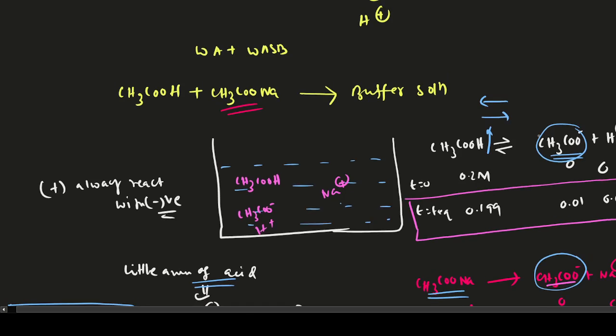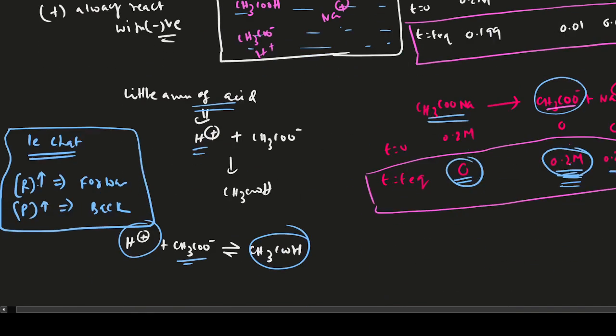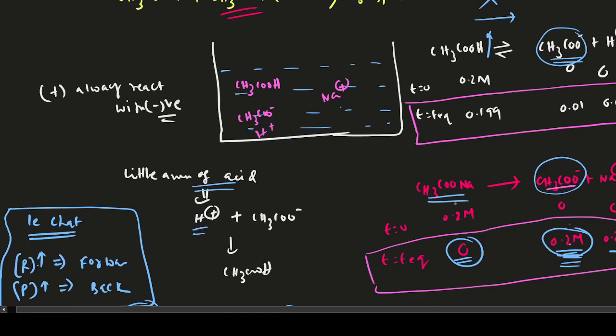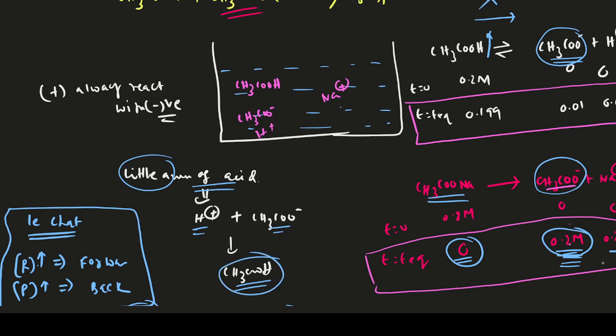Okay, so this will not go in the forward direction, it will not shift forward due to the common ion effect, because this concentration is already high, so it resists the forward shift. Although H+ will react with CH3COO- and form CH3COOH, because we are adding only a little acid, only a little H+ is coming to the solution, and this little H+ will react with a little CH3COO- and form a little CH3COOH.